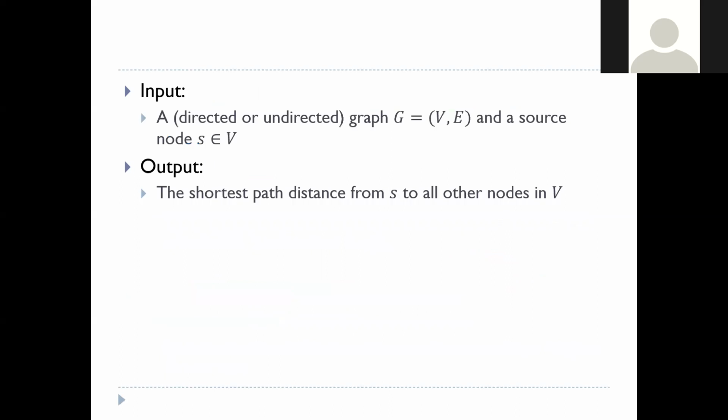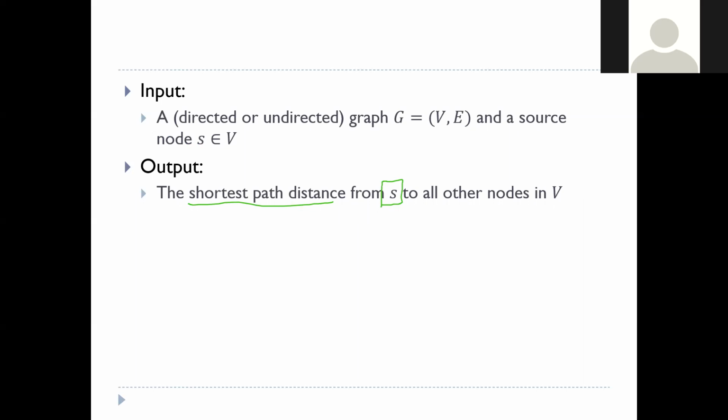So now the problem we want to solve goes beyond just traversing the graph. We're given the graph, directed or undirected, and the source node, and we want to compute the shortest path from the source node S to all other nodes in V. So we don't just want to visit all the nodes reachable from S, we also want to compute the best way to reach them from S. This is our target now.